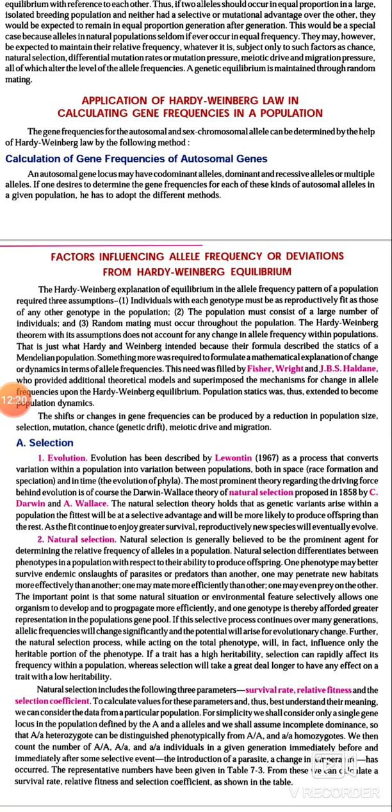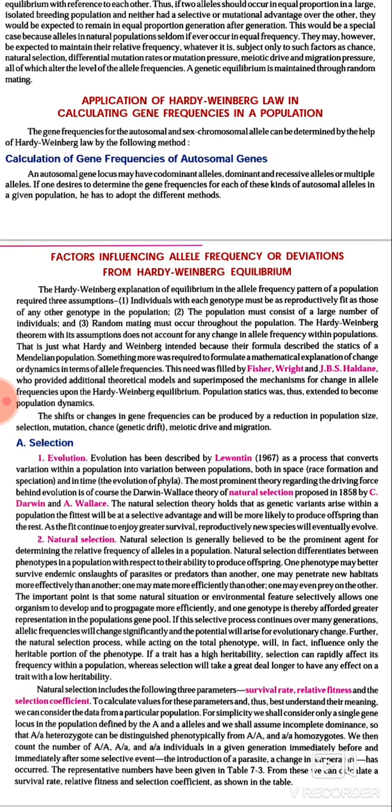Applications of Hardy-Weinberg law in calculating gene frequencies in a population. The gene frequency for autosomal and sex chromosomal alleles can be determined with the help of Hardy-Weinberg law by the following method. Calculation of gene frequencies of autosomal genes. An autosomal gene's locus may have codominant alleles, dominant and recessive alleles, or multiple alleles. If one desires to determine the gene frequencies for each of these kinds of autosomal alleles in a given population, he has to adopt different methods.